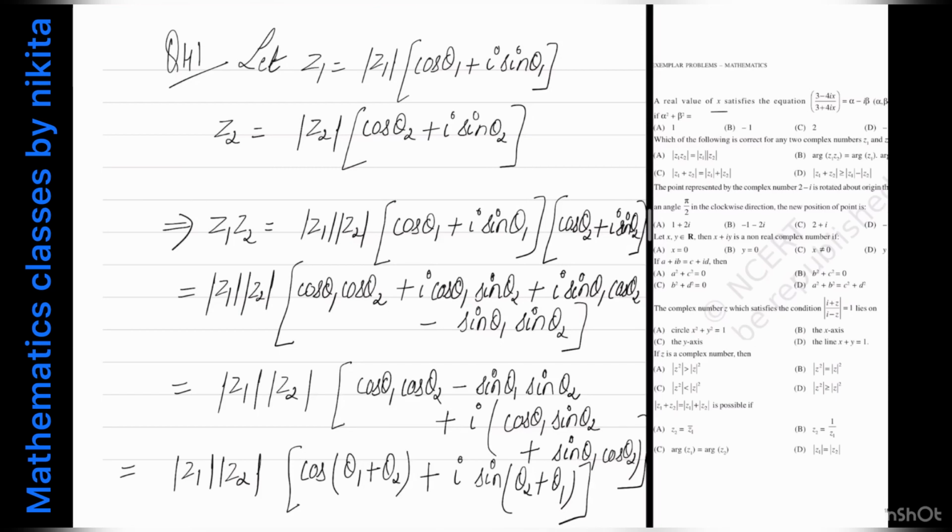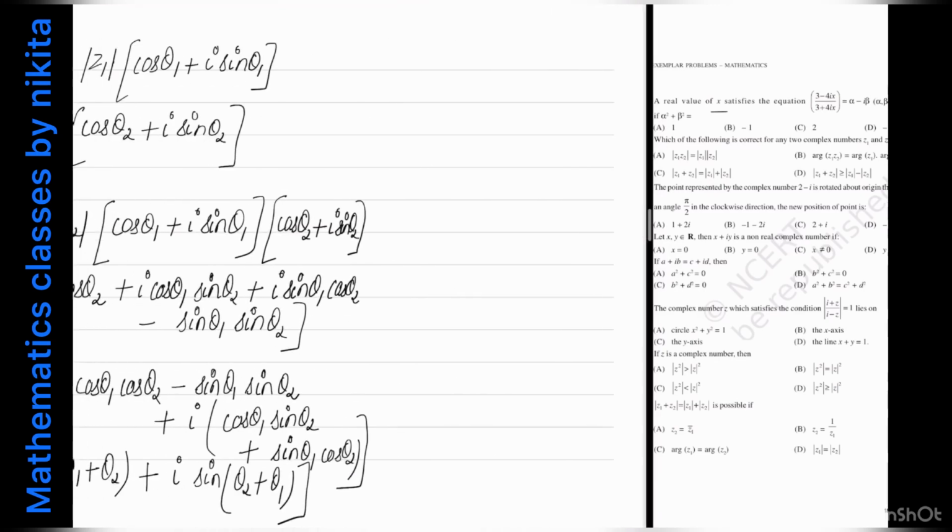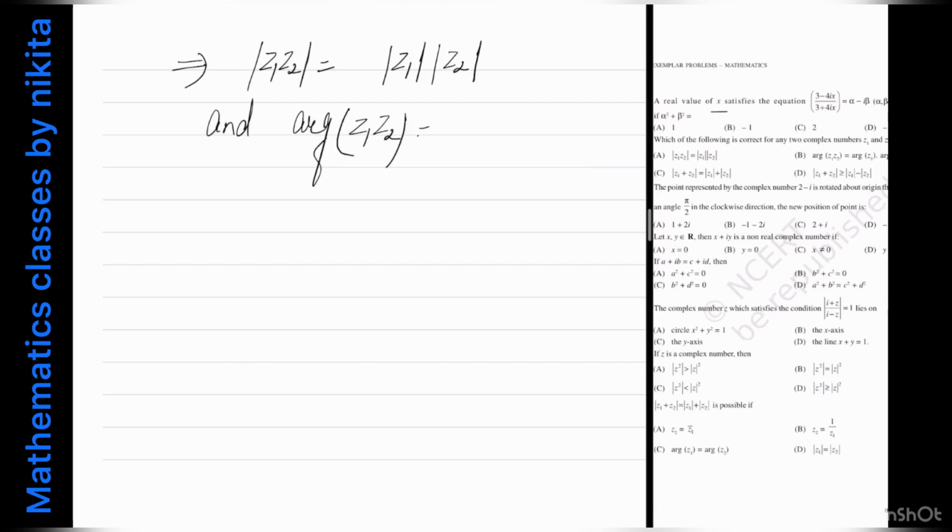So you can see that from here what I get, and this was equal to z1 z2. So z1 z2 is again a complex number whose modulus is this and the argument is theta 1 plus theta 2. तो यहाँ से मेरे पास क्या आया है, this implies that mod of z1 z2 is equal to mod of z1 into mod of z2, and the argument of z1 z2 is equal to argument of z1 plus argument of z2.